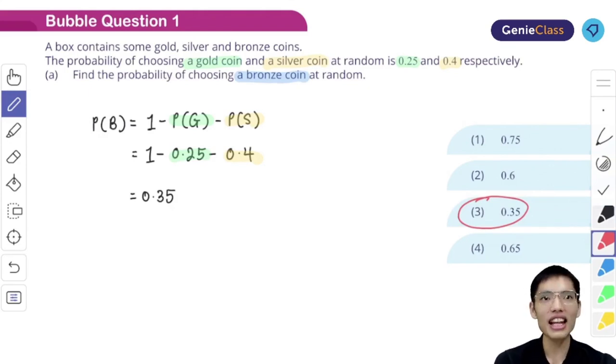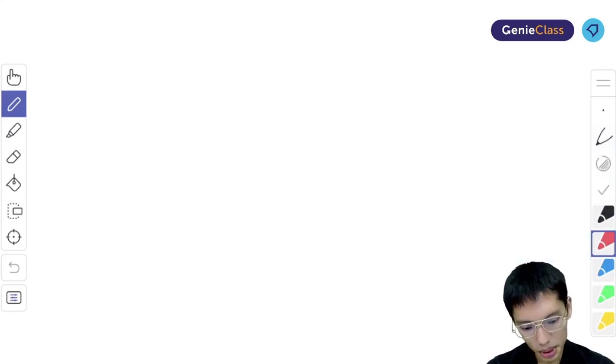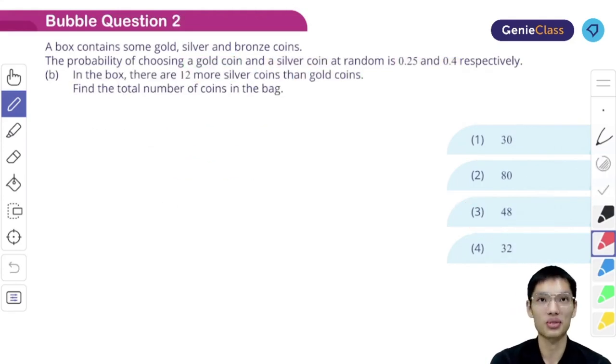Alright, so seeing that, I hope those who made the mistake are a bit clearer now to consider every situation when you do the complement. Very important. But now, bubble question number 2 is the tricky one over here. It's the tricky one. Take note, Denise, let's take a look back over here.